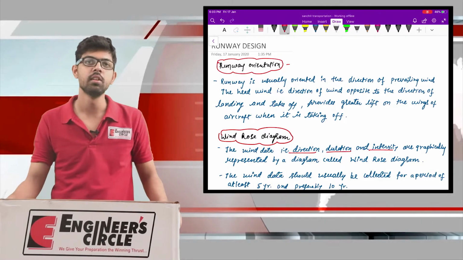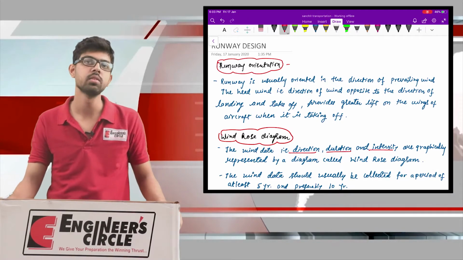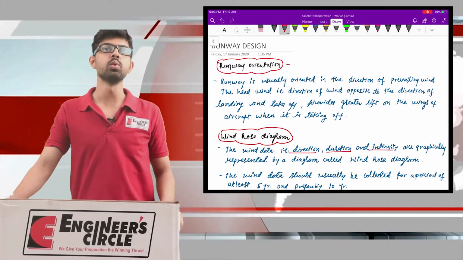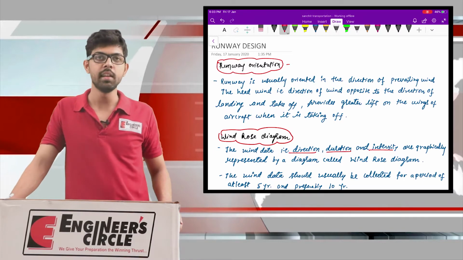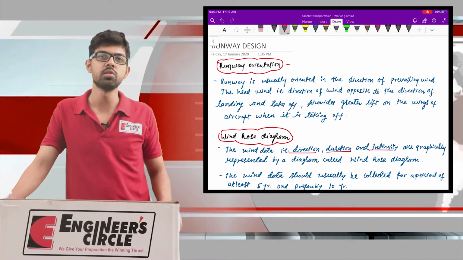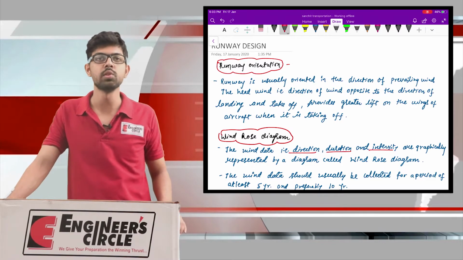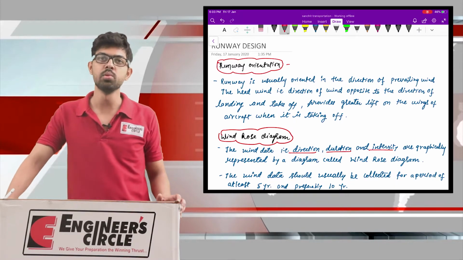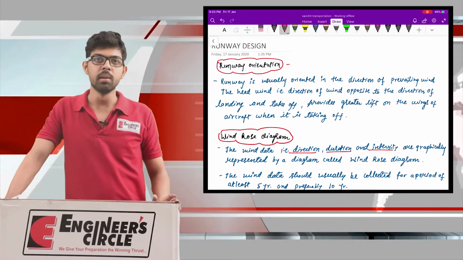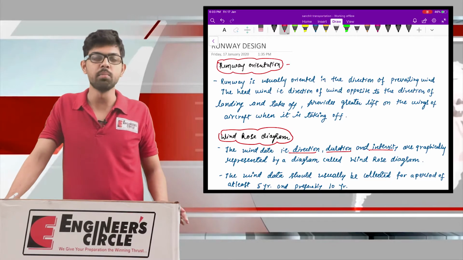Discuss about the runway design. Okay, so in the runway design we will look into what is the basic runway length, and we will see also what are the different corrections to be applied for the basic runway length. We will solve a very important numerical. This is the most important topic from your computation point of view and from a numerical point of view also.